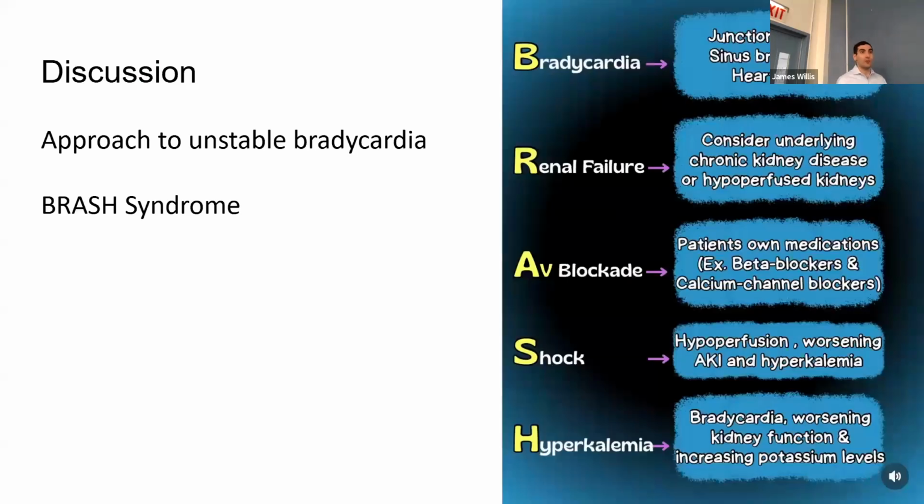So BRASH syndrome is an acronym. It stands for bradycardia, renal failure, AV nodal blockade, shock, and hyperkalemia. And so our main focus for the talk today is we're first going to briefly rationalize how to approach your unstable bradycardic patient, and then focus the rest of our time talking about BRASH. Specifically, we're going to go through the pathophysiology of BRASH, the diagnosis, the management, and then the crux of the talk will be the role of transcutaneous or transvenous pacing in the management of these unstable patients.